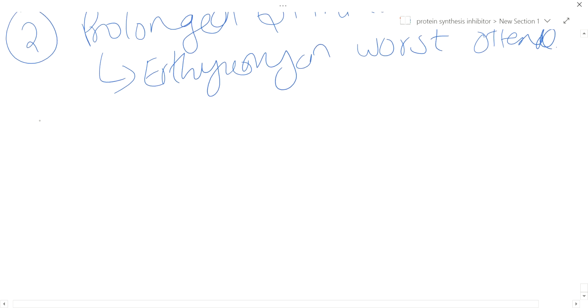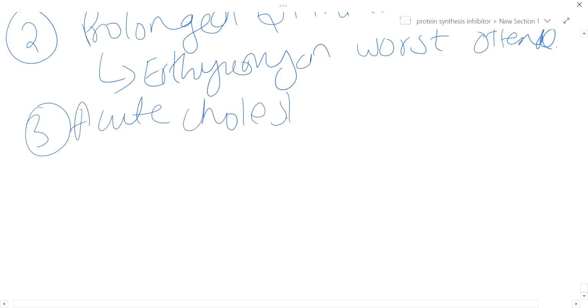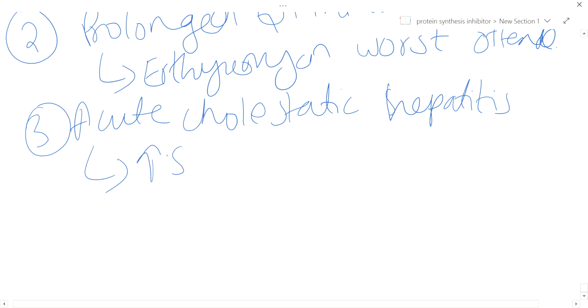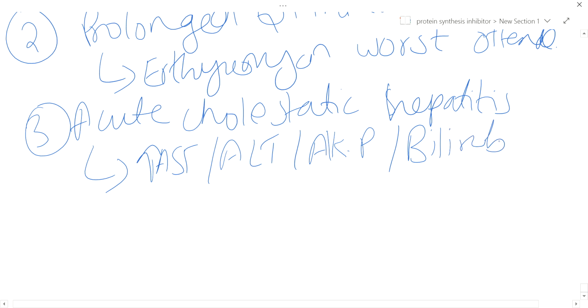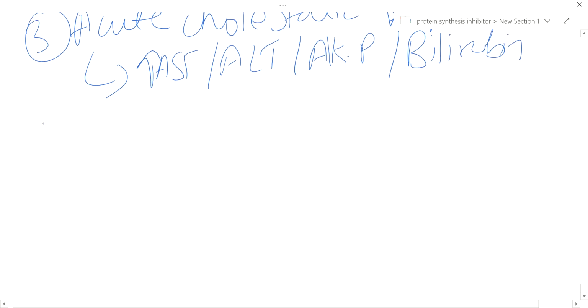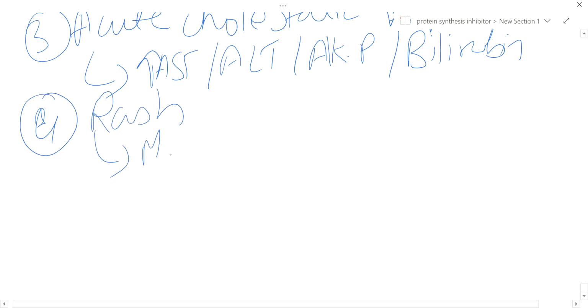Another side effect is that it causes acute cholestatic hepatitis. As a result, there is an increase in AST, ALT, alkaline phosphatase level, and an increase in bilirubin level. Another side effect of these macrolides is rash. It causes a maculopapular allergic reaction.